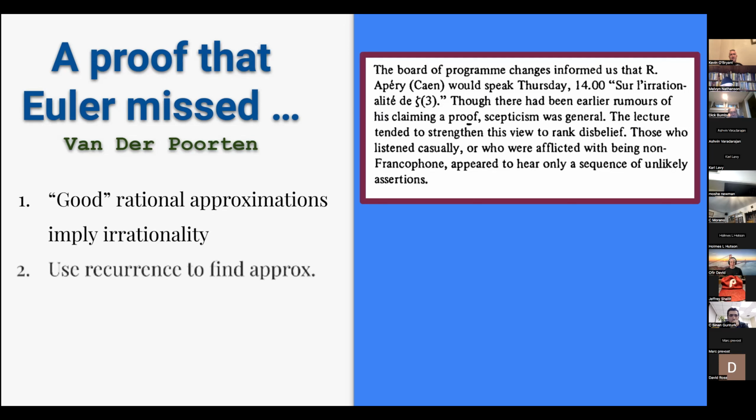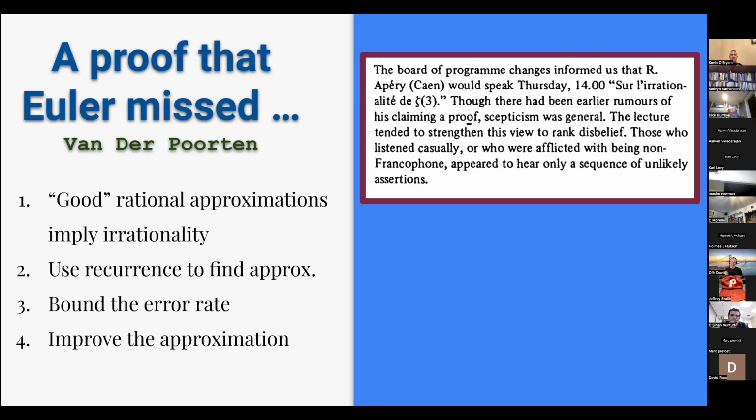The second step is that you should use recurrences to find these approximations. And the reason is that we understand recurrences quite well. For example, you can use this structure to bound the error rate from above. The fourth step is that you might get a good rational approximation, but it will usually not be good enough. So you need to find some way to improve this approximation. And finally, as with every proof, there is some secret ingredient.